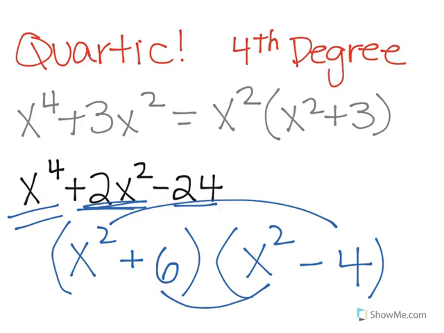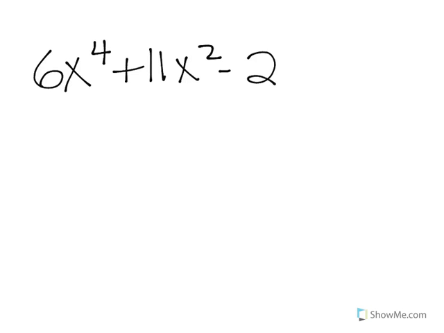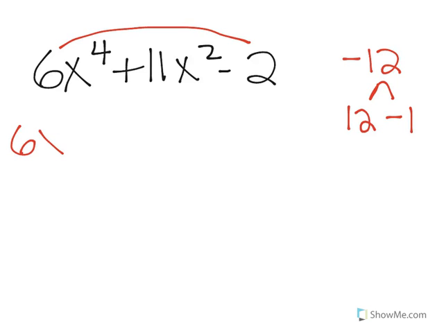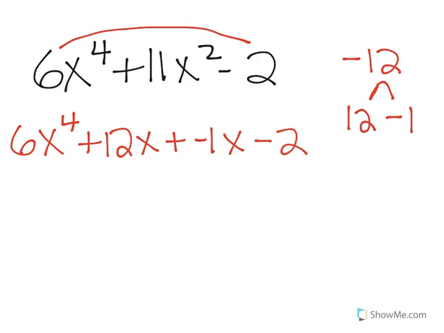All right, and then let's look at the last possible way and why I taught you to do factor by grouping. So if I gave you 6x to the 4th plus 11x squared minus 2, what multiplies to give you negative 12 that adds to give you positive 11? Well, that's going to be 12 and negative 1. So I write 6x to the fourth plus 12x squared plus negative 1x squared minus 2. I'm going to group them together. My GCF in the first one is 6x. Oh, I messed up. I forgot to put the 2.